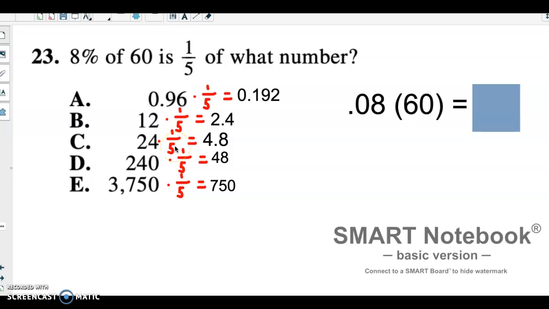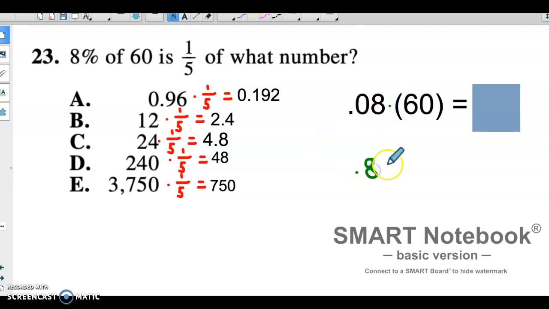All right, this problem says 8% of 60 is 1/5 of what number? So the first thing we have to do is figure out what 8% of 60 is. When we see this word "of" here, we know that we're going to multiply. So to figure out what 8% of 60 is, we're going to take 8% and turn it into a decimal. So 8% is 0.08 as a decimal, not 0.8.